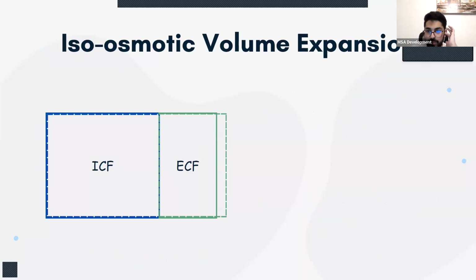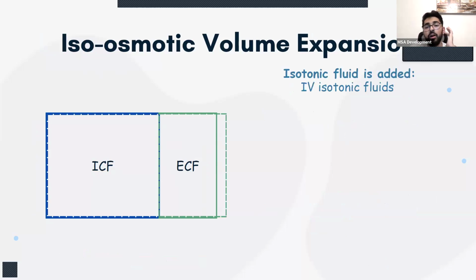Now, moving on to the volume expansions, again, isoosmotic is going to be very, very simple to explain. It's just basically when you have an IV line in one of the veins and you inject fluid into it that's isotonic to the plasma. You're going to see an expansion in the volume, so the extracellular fluid is going to increase. You're going to see that as a horizontal expansion of the box.